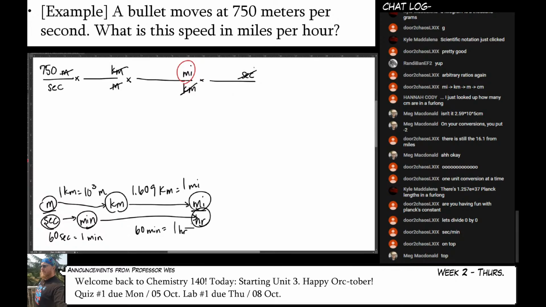Excellent. Because now it cancels out like that. And it doesn't matter that they're not next to each other. You can multiply or divide in any order you want to, right? 2 times 3 times 4 is the same as 4 times 2 times 3. So just because they're apart doesn't mean they don't still cancel. And then we'll turn seconds into minutes, because again, we're following our chart down here. And we'll turn minutes into hours in the same way.